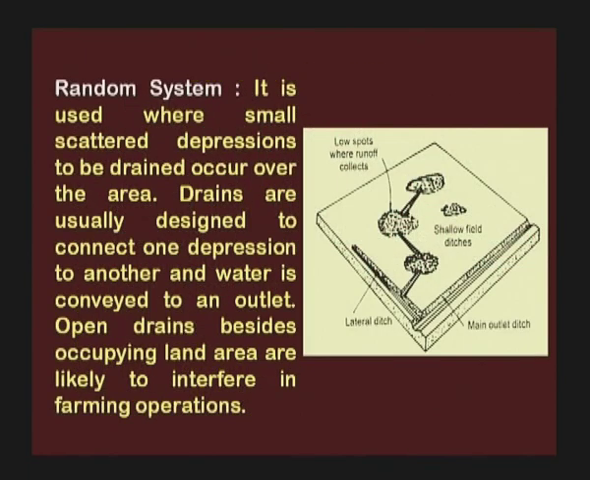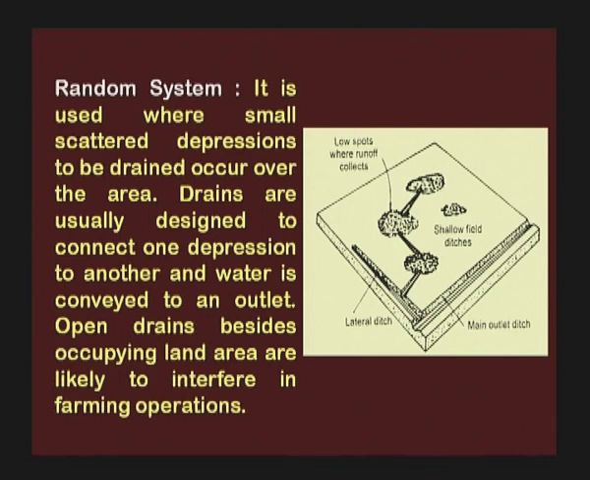It is used where small scattered depressions to be drained occur over the area. Drains are usually designed to connect one depression to another, and water is conveyed to an outlet. Open drains, besides occupying land area, are likely to interfere in farming operations.